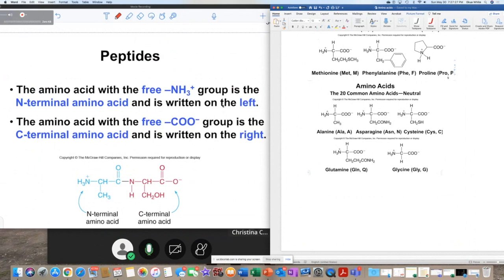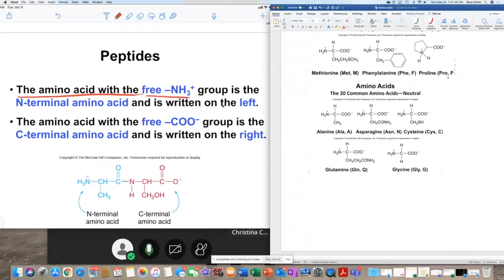Okay, so when we have many peptides, one of the things that scientists want to know is which peptide has got the amine end as the free end. So the amino acid with the free NH3 group is called the N-terminal amino acid, and this is usually written on the left. This makes it so much easier. The amino acid with the free carboxyl group is called the C-terminal amino acid, and this is usually written on the right.